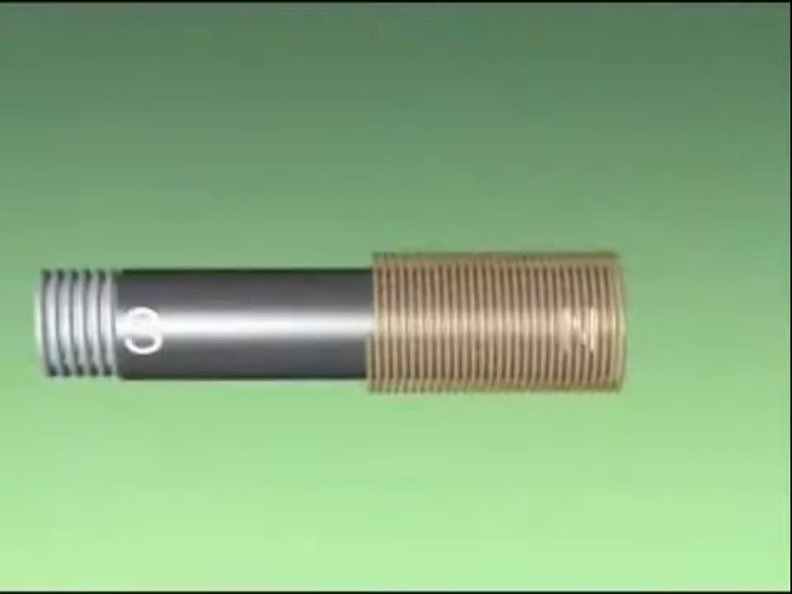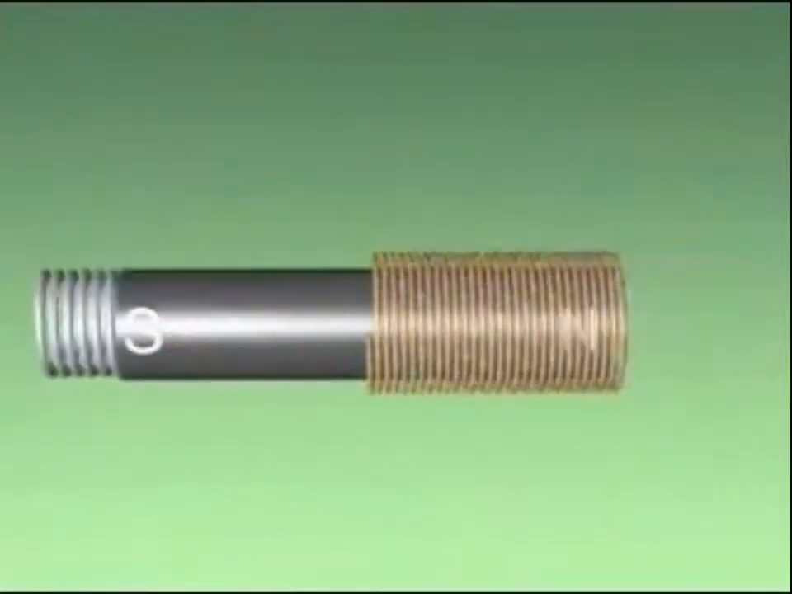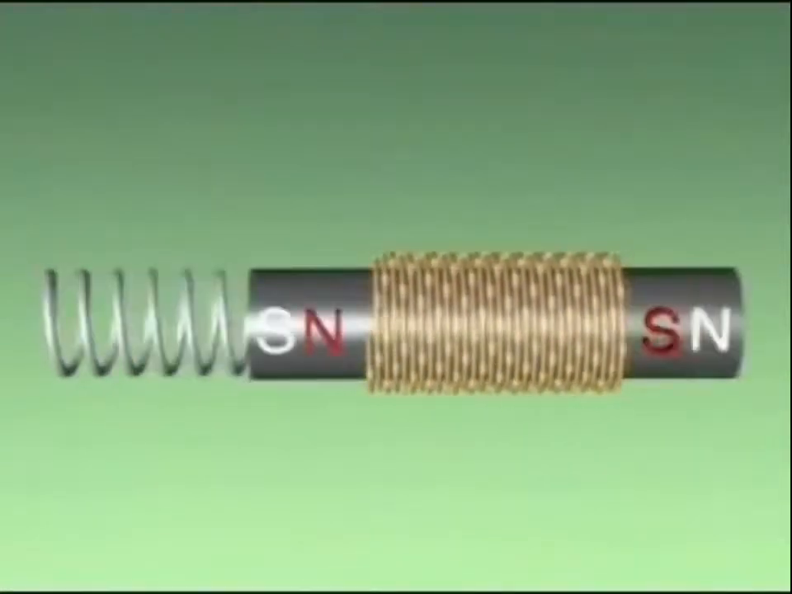A solenoid thus translates an electric current into the lateral movement of the metal core. On, off.